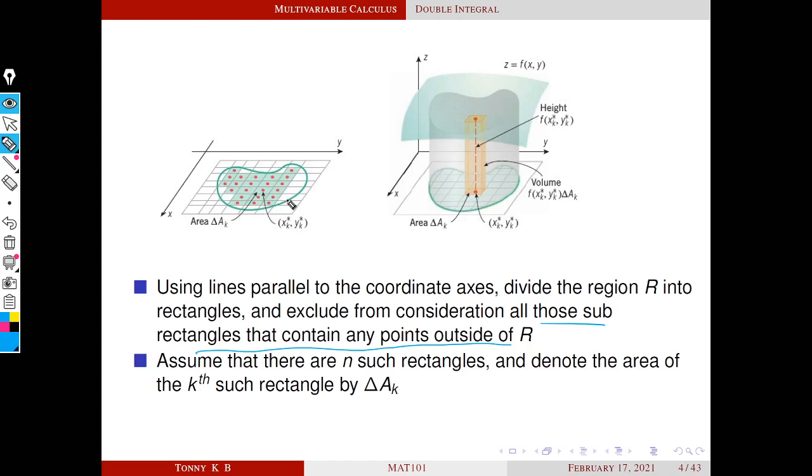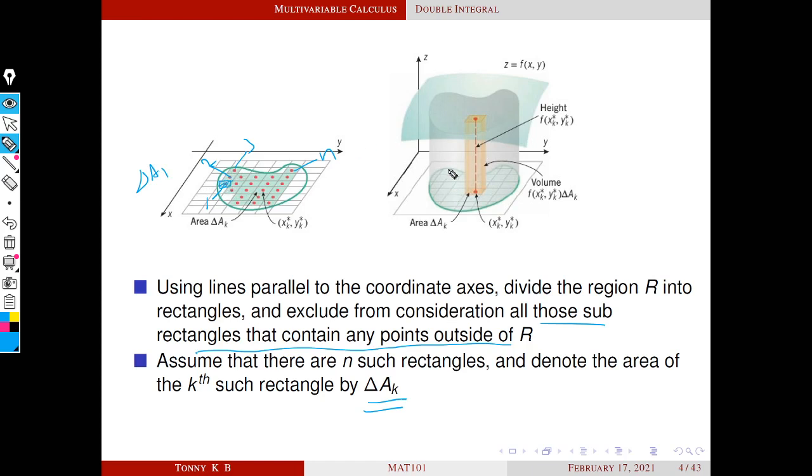Similar to the one-dimensional case, here we assume that the area of the kth subrectangle is delta ak. Let this one be the first rectangle, this the second rectangle, this the third rectangle, and so on up to n rectangles. We assume that delta a1 is the area of the first rectangle, and delta a2 is the area of the second rectangle, like that.